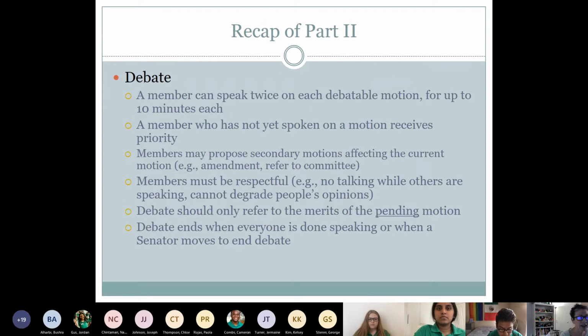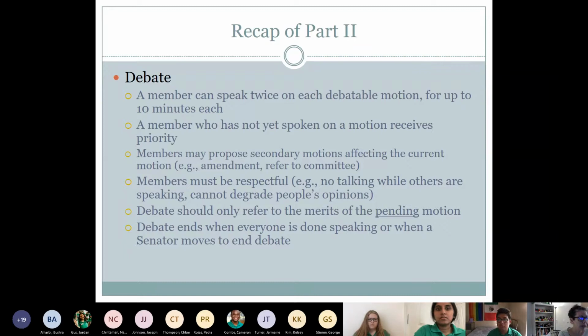All simple, y'all should remember that. Next up, recap of last week. A member can speak twice on each debatable motion for up to 10 minutes each. A member who has not yet spoken on a motion receives priority. And then during the debate time, that is the time to propose amendments if you have an idea for how you can improve that main motion. And we're going to discuss that today.